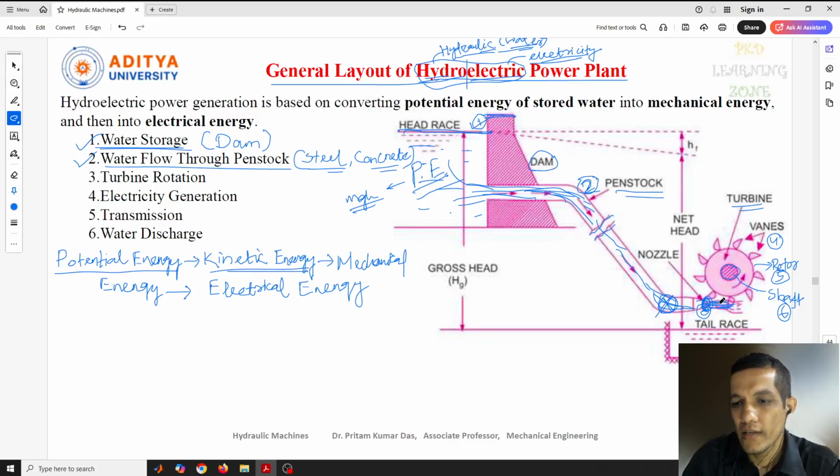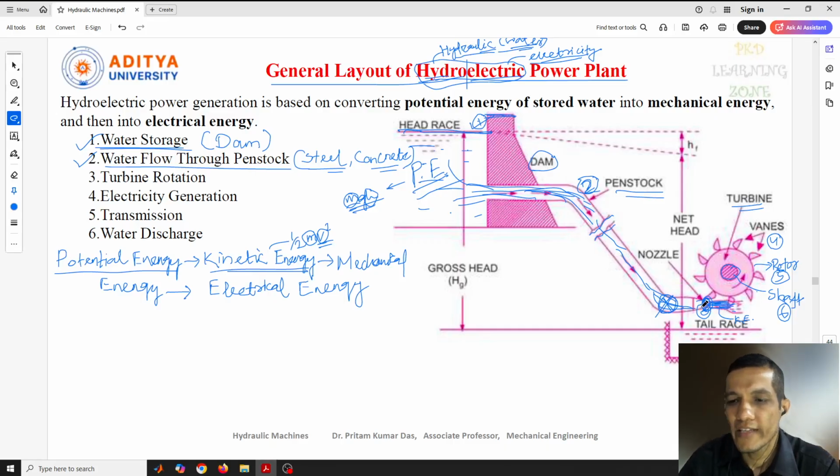And once the water is coming out from here, the potential energy is converted to kinetic energy, because we know kinetic energy is half mv square. Here m is there, and there the height or head was there. Now the same mass is here, but we have converted it into velocity, at which the water is coming out. So that is half mv square, kinetic energy. So the potential energy is converted to kinetic energy.